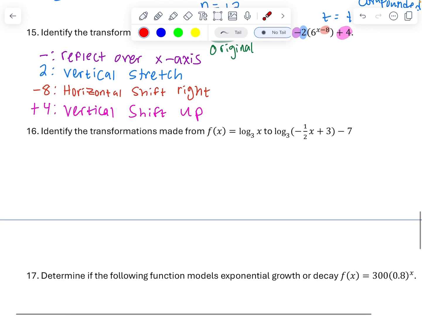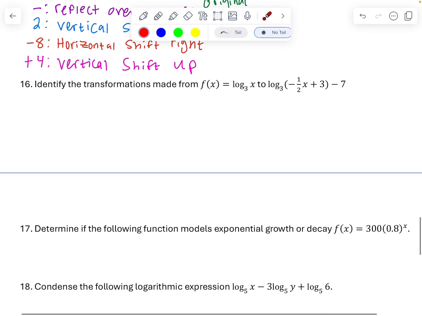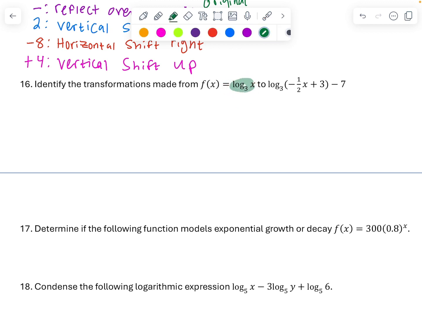And you would do something very, very similar with the logarithm. So again, with exponentials and logarithms, the difference between these is this base. This is the type of logarithm we're dealing with. So again, this right here is our original. That 3 does not do anything to our logarithm. It just tells us what type of logarithm we have.